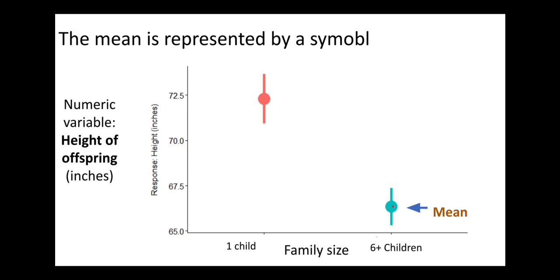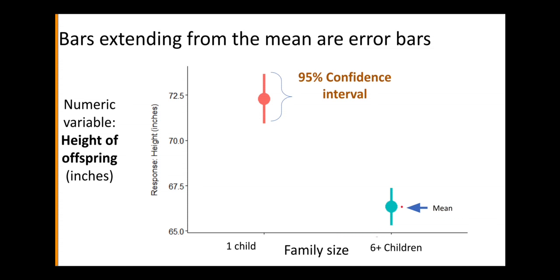Usually it's the mean value of the group, so the mean height of children in families of 6 or more children. That's represented by some sort of symbol, usually a circle or a square or a dot. You'll rather frequently see people represent this type of data using a bar plot. Those are falling out of fashion for a number of reasons, and it's better to use error plots like this. So the mean is represented by a symbol.